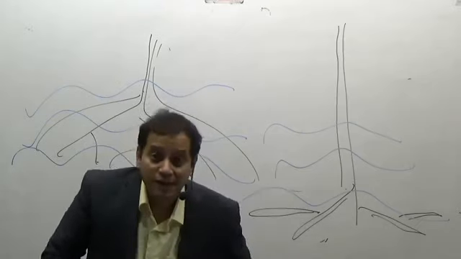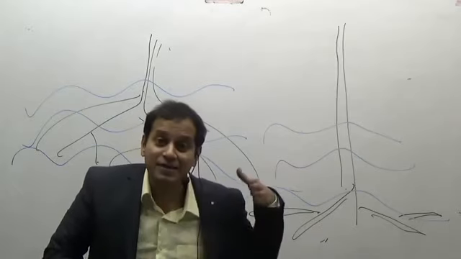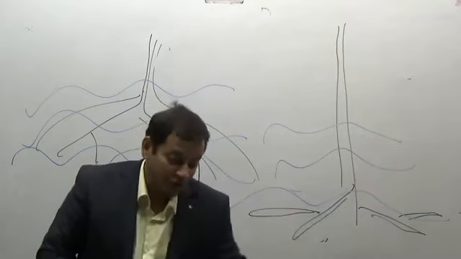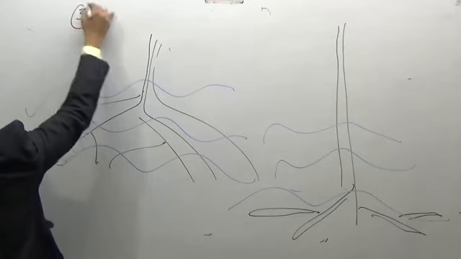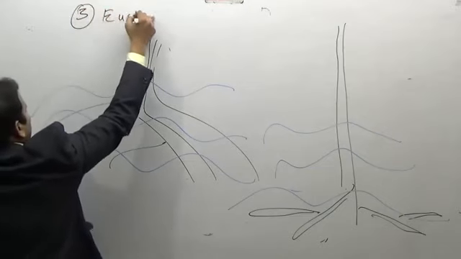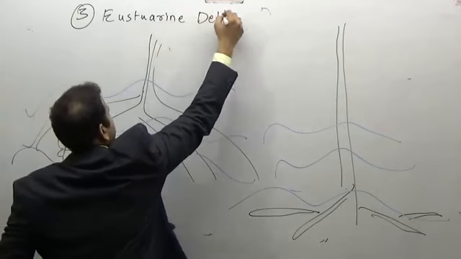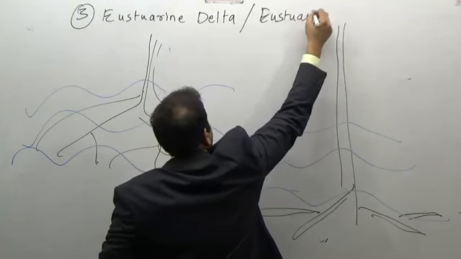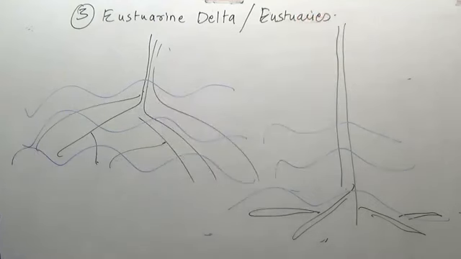Such a delta, when the sea water enters the mouth of the river, deep inside the mouth of a river, is known as an estuarine delta, or simply estuaries. So, what is an estuary? What is an estuarine delta? This is the filling up of the estuaries.